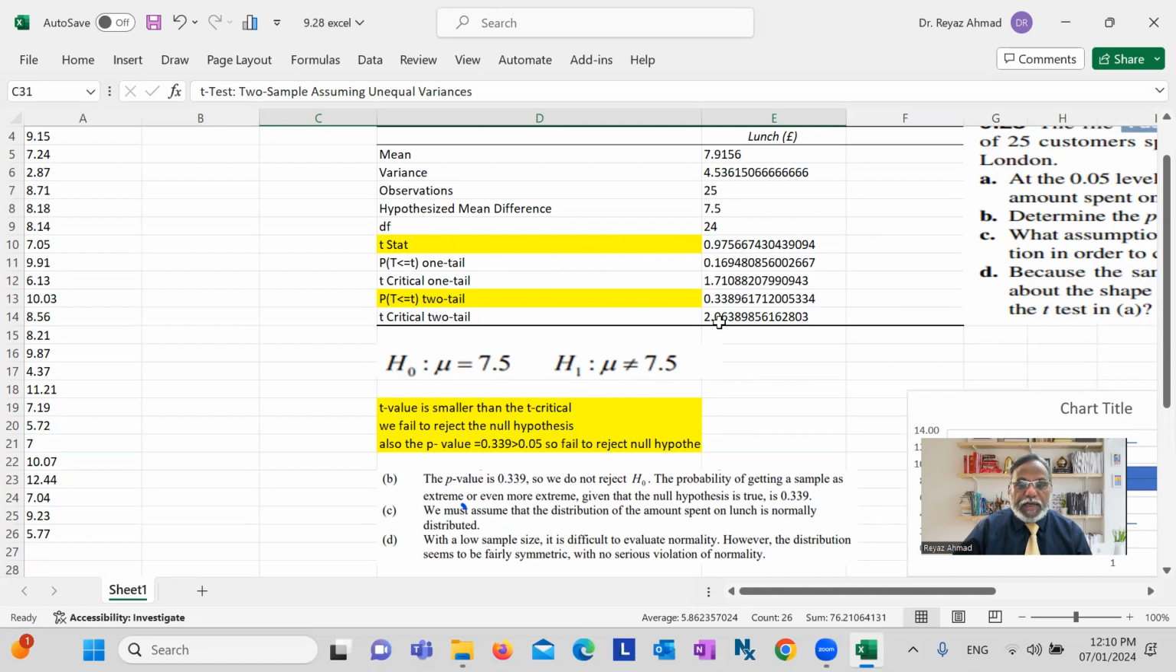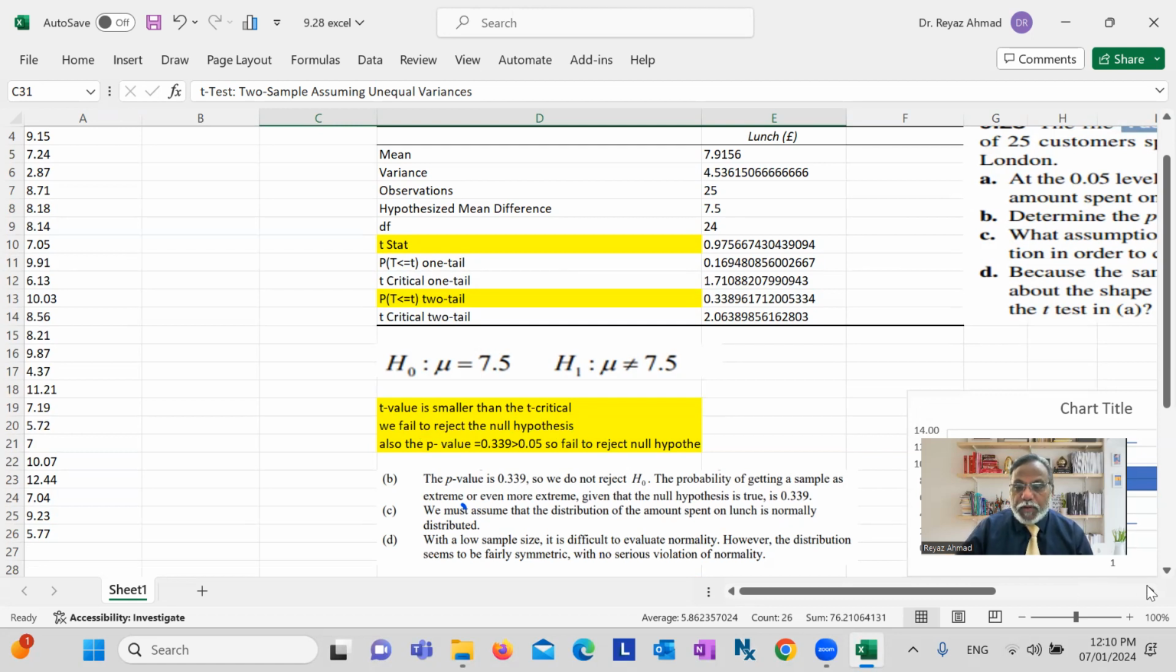So T critical is greater than this, that means it is falling in the non-rejection region. So I will be saying that since the T value is smaller than the T critical, we fail to reject the null hypothesis. This will be my observation. We fail to reject our null hypothesis.